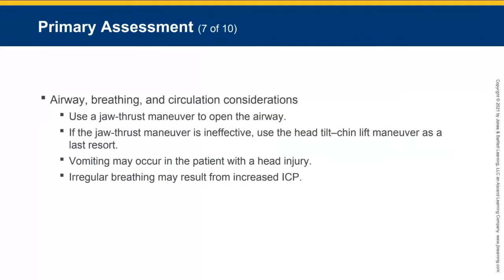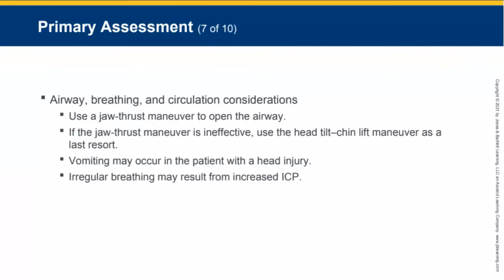Assess airway, breathing, and circulation. If you see anything wrong, make your adjustments. So, airway, breathing and circulation considerations: use a jaw thrust maneuver to open the airway. If the jaw thrust maneuver is ineffective, use the head tilt chin lift maneuver as a last resort. Vomiting may occur in the patient with head injury. This is very common. Irregular breathing may result from increased ICP. Look out for your Cushing reflex or Cushing triad.